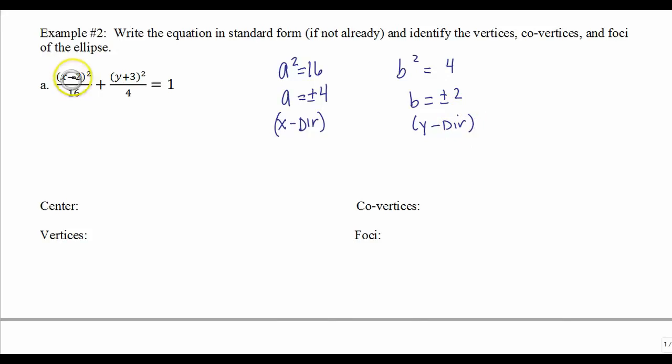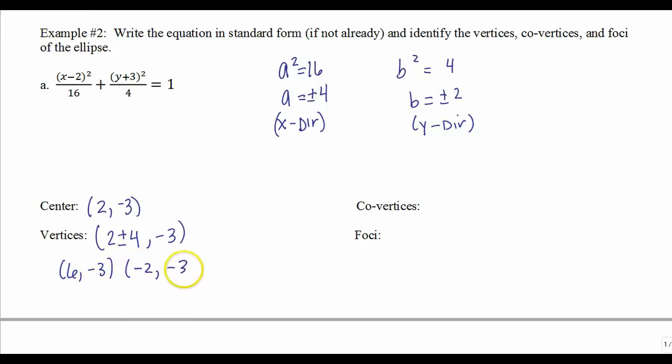And my center here is (2, -3). So my vertices go with my bigger number, which is 4. So I've got 2 plus or minus 4, comma, negative 3. And I'm going to write those both because I can, right? I know how to do 2 plus 4. That's (6, -3). 2 minus 4 is (-2, -3). So if you can, do the math.